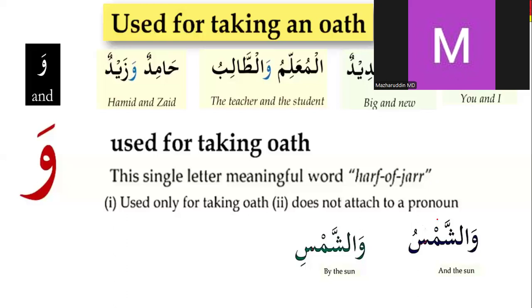So here waw is conjunction. And here, wash-shamsi. Now you can see that the noun comes in the majroor state. So that time here waw is waw qasamiyya, that is used for taking an oath. So this is the difference to understand which one is waw qasam and which one is waw atf.